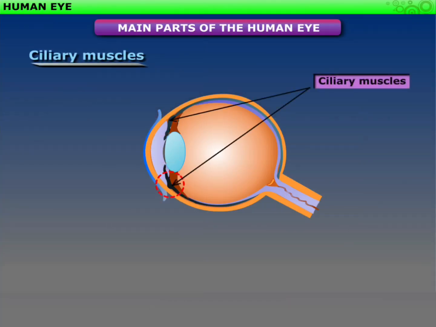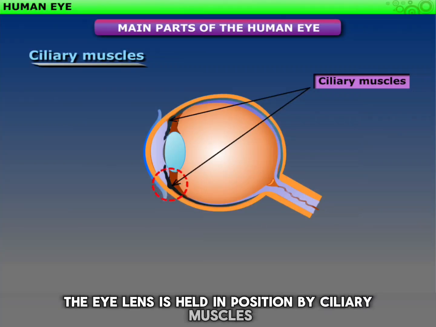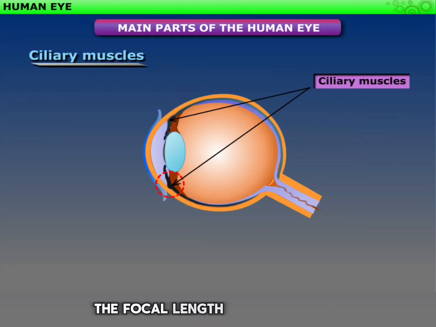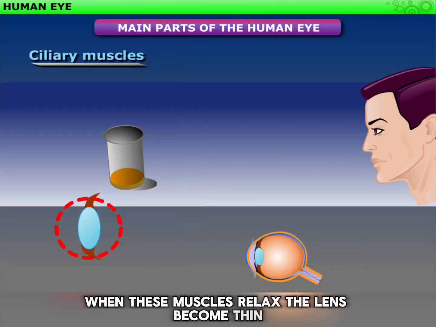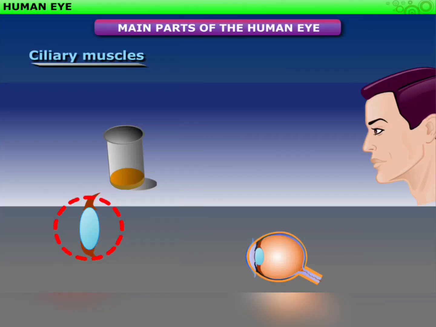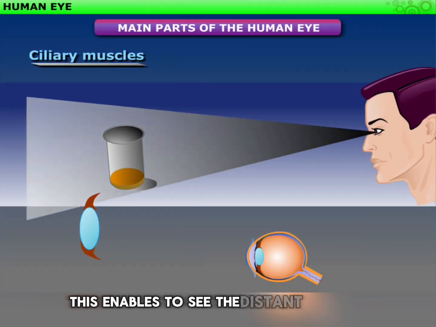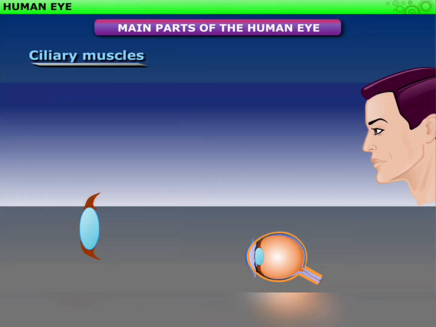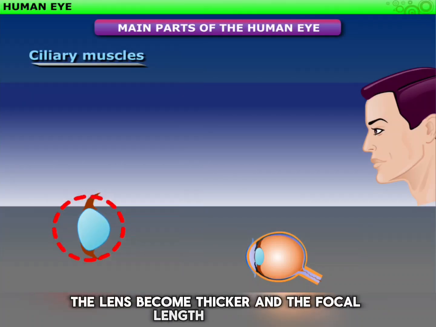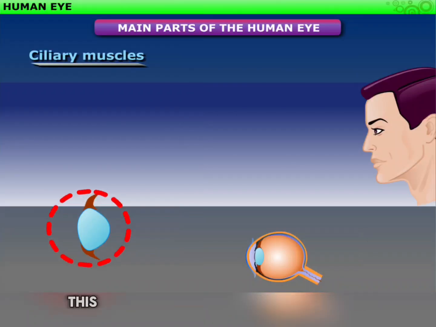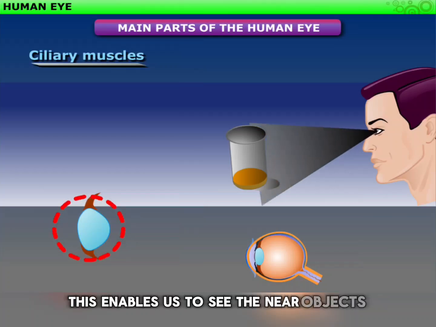Ciliary muscles. The eye lens is held in position by ciliary muscles. The focal length of the eye lens can be changed by the action of ciliary muscles. When these muscles relax, the lens becomes thin, increasing the focal length. This enables us to see the distant objects clearly. When these muscles contract, the lens becomes thicker and the focal length decreases. This enables us to see the near objects clearly.